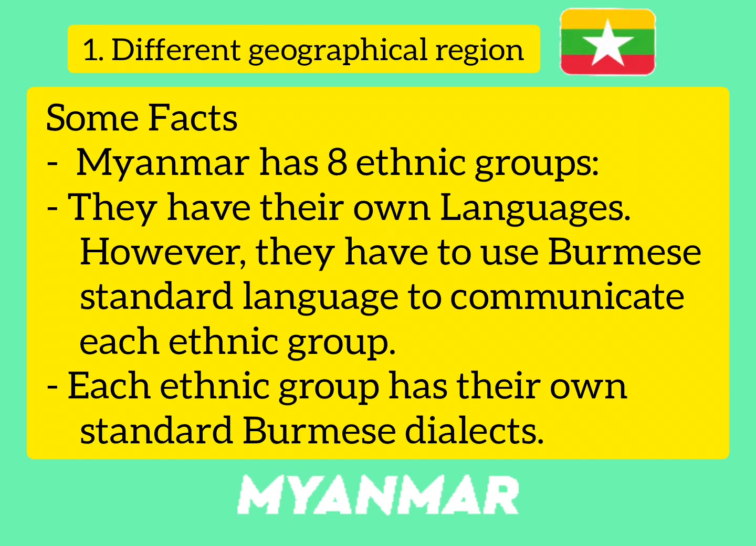Myanmar has 8 ethnic groups. They are Kachin, Kayah, Kayin, Chin, Mon, Bamar, Rakhine, and Shan. They have their own languages. However, they must use the Burmese standard language to communicate with each ethnic group. So, each ethnic group has their own standard Burmese dialects.